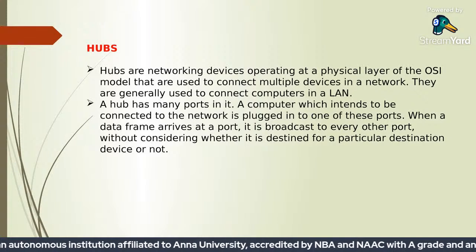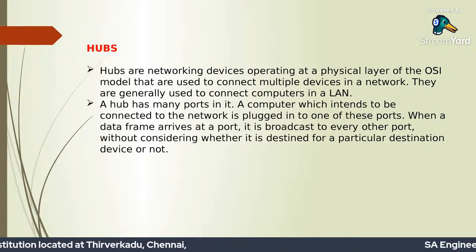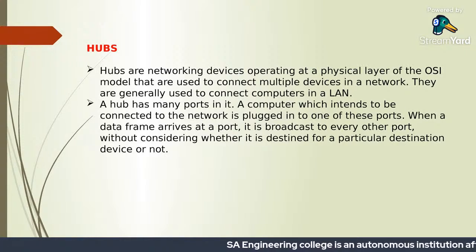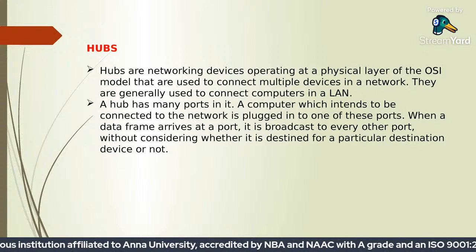Then hubs. In the OSI model, hubs are also present in the physical layer, and are used to connect multiple devices. As we have seen, a LAN network can be built with the help of a hub, in which multiple devices are connected with the help of a hub, and the data can be sent from one device to another device. The purpose of using a hub is to receive the data and transmit the data to all the ports.